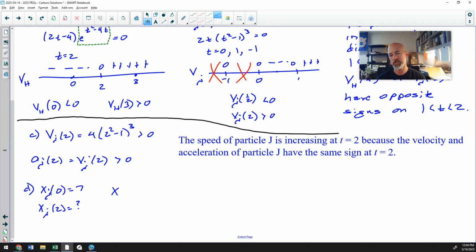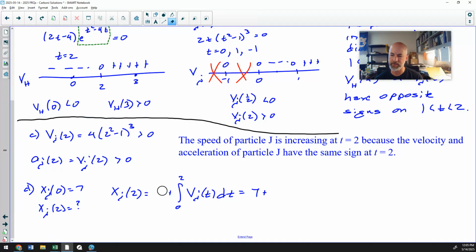So my position of particle J at 2 is going to be your initial position of 7 plus the change in position, your displacement, which would be the integral from 0 to 2 of the derivative, or the velocity of particle J. They call it velocity. So that would be 7 plus the integral from 0 to 2. And I will write my expression for the velocity. That's 2t times t squared minus 1 cubed, 2t times t squared minus 1 cubed dt.